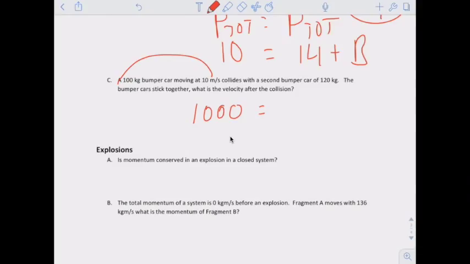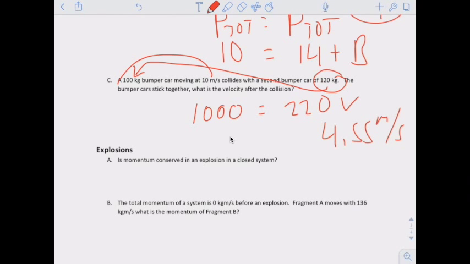And so therefore, but our mass has changed, and now our mass is going to be 220. And so what is our velocity? So all it would be is just our 1,000 divided by our 220, which would give us a velocity of around 4.55 meters per second.